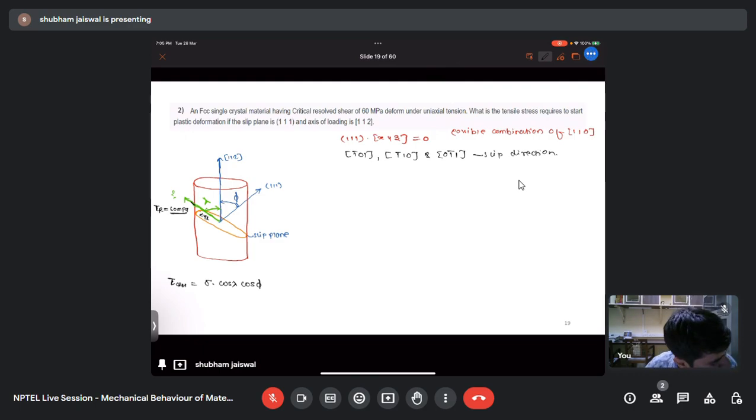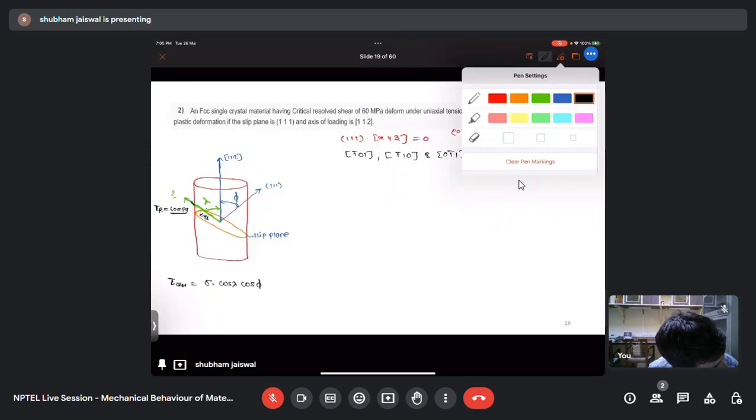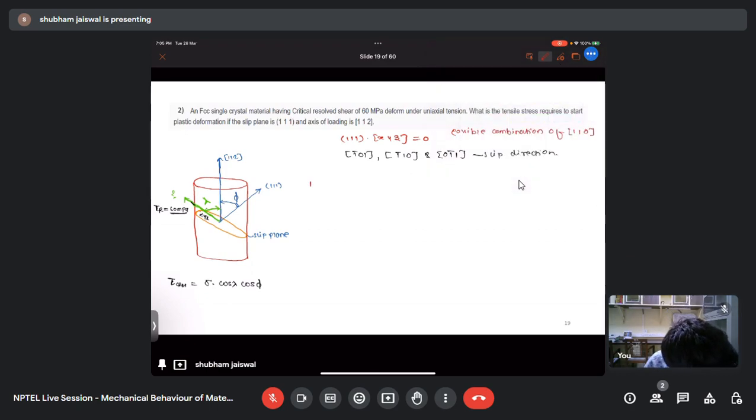So now I need to find out the values of cos phi and cos lambda. So this is the loading, this is the slip plane, this is the slip direction, this is cos phi, cos lambda, and this is m. m is nothing but cos phi into cos lambda. So here the loading is given as 112, the slip plane is 111, and the slip direction is 1 bar 0 1.